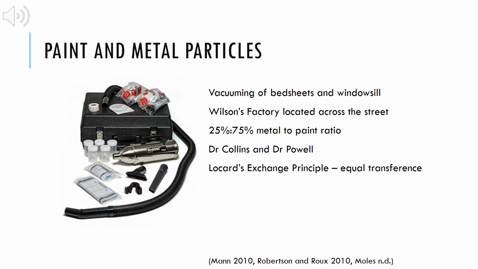A ratio of 25% metal to 75% paint particles was found at the scene, and later this same ratio was discovered on the clothing of Edward Splatt. The metal particles found from both sources did not come from Wilson's factory. They were, however, determined to have come from Splatt's personal workshop.